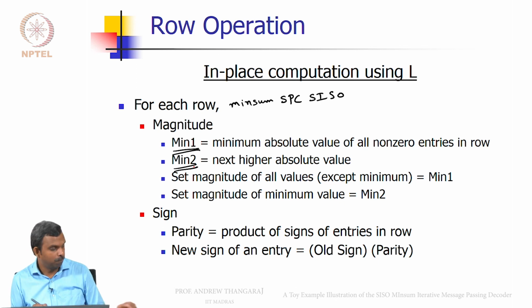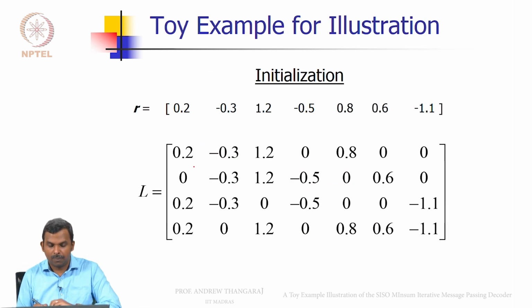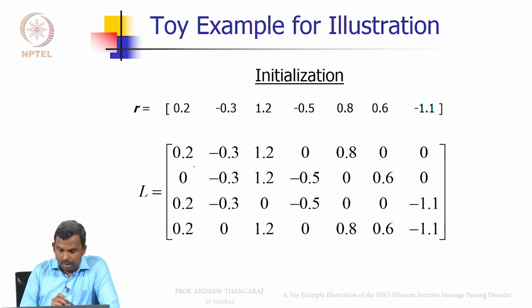We have seen this before. So, let us see how we do this. Here I have done the initialization. I have taken a sample value for R: 0.2, minus 0.3, 1.2, minus 0.5, 0.8, 0.6, minus 1.1. You can see in the initialization step the particular received value occupies all the non-zero positions in the L matrix. What are the non-zero positions in the L matrix? Once again, wherever you have ones in the parity check matrix, you will have the non-zero positions in the storage matrix L. You can see that is what has happened here, it is done.